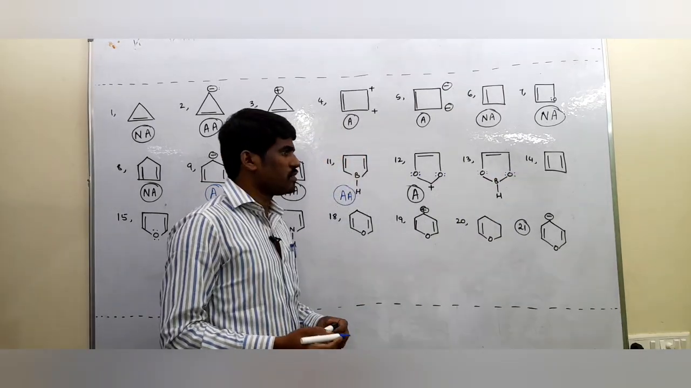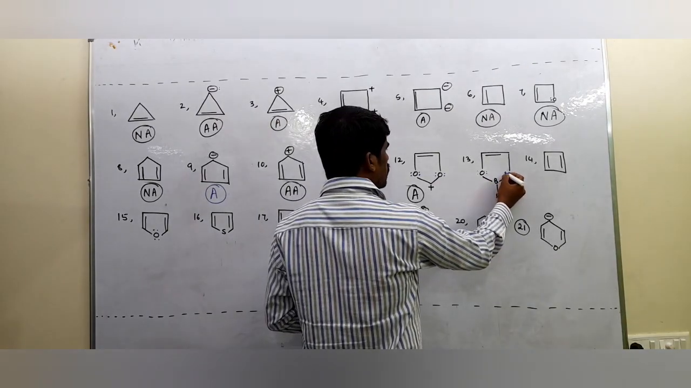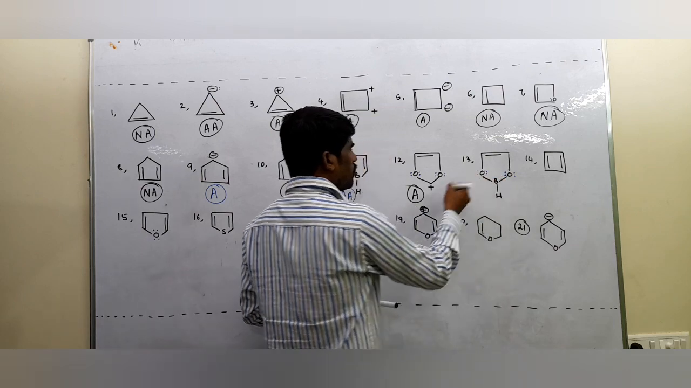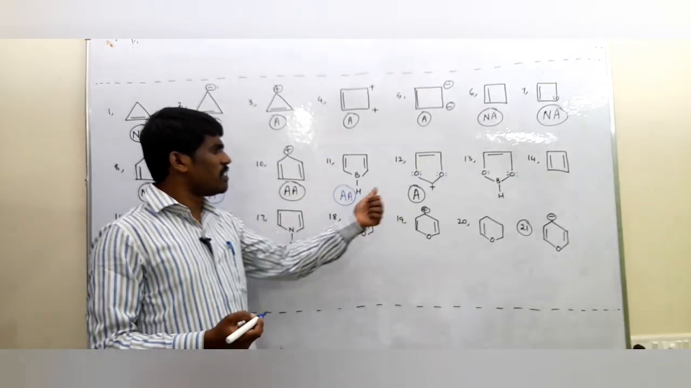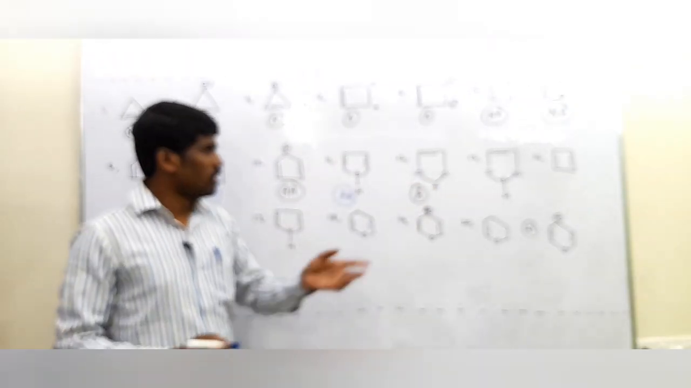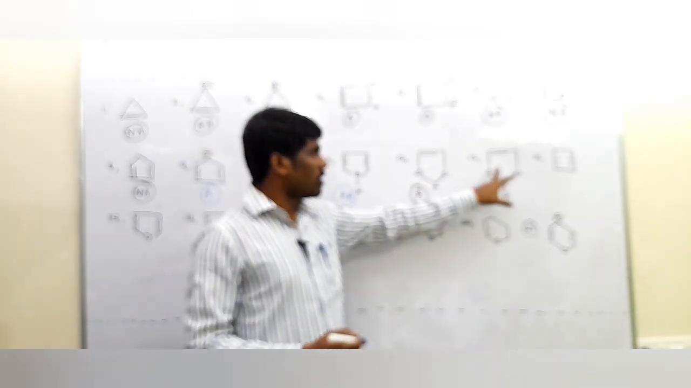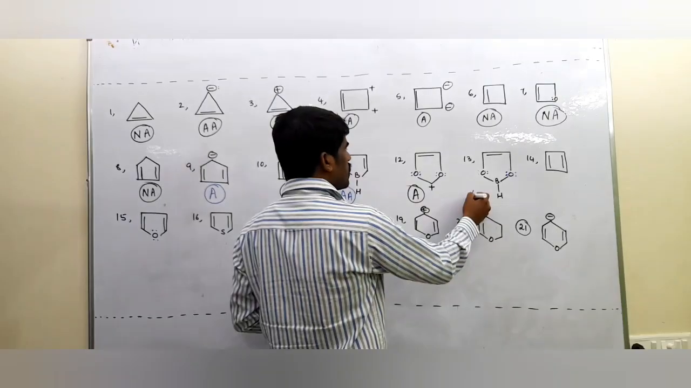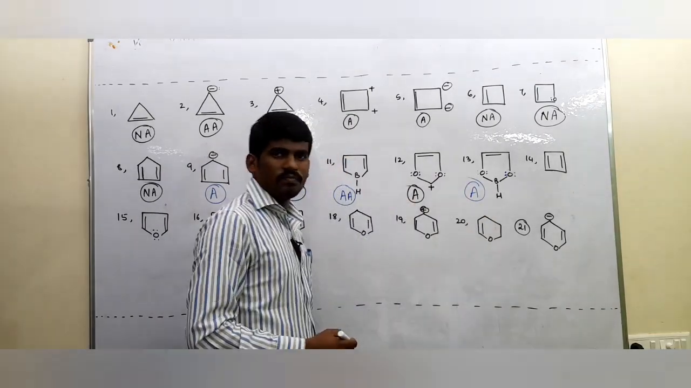Lone pairs on oxygen are in conjugation with the pi bond. Boron has a vacant orbital. In a similar way, here there is a positive charge. In compound number 12, if you notice, a positive charge means a vacant orbital. In the same way here, boron has a vacant orbital. There is a closed conjugation and 6 pi electrons are there. So 6 pi electrons means the compound is aromatic.